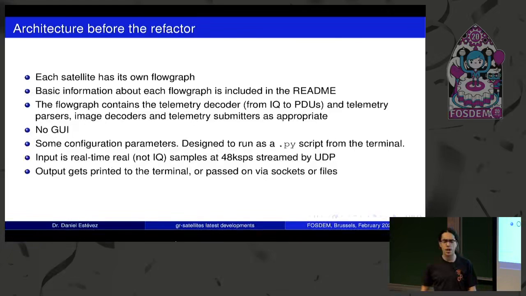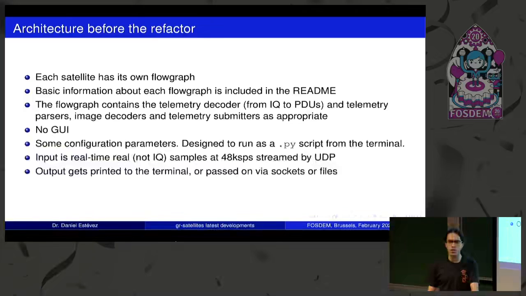And the flow graph contains all the things you need to turn IQ data into useful data. So you have blocks to demodulate the data, to run forward error correction, to parse the telemetry into useful values. Also an image decoder for satellites which transmit JPEG data in small chunks. There's no GUI. The flow graphs have some configuration parameters, so the idea is you should run this as a .py script generated from GRC, from the terminal, so you can just say dash dash whatever parameter. And the input they get is standardized to UDP input, so samples streamed in real time using the UDP protocol. And these are real, not IQ.